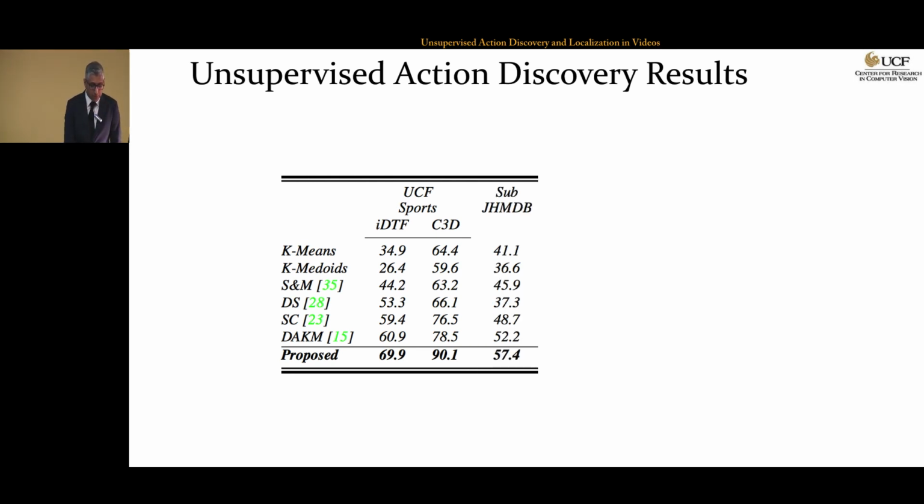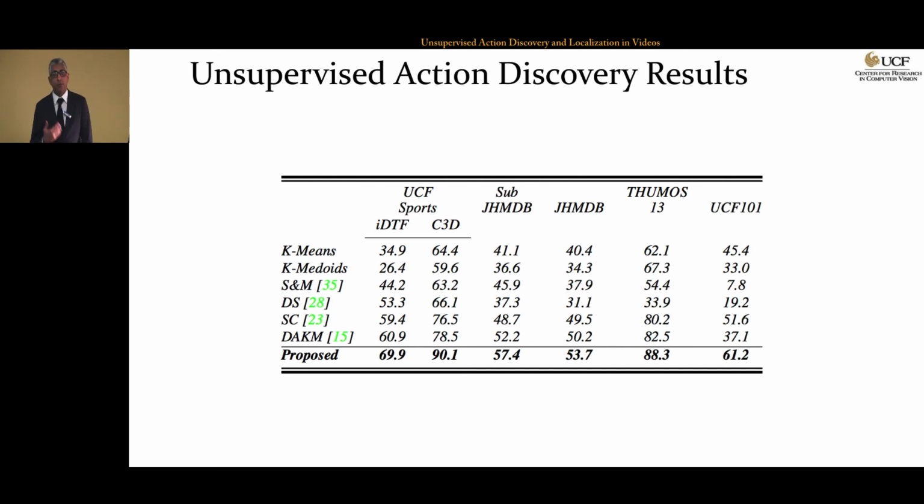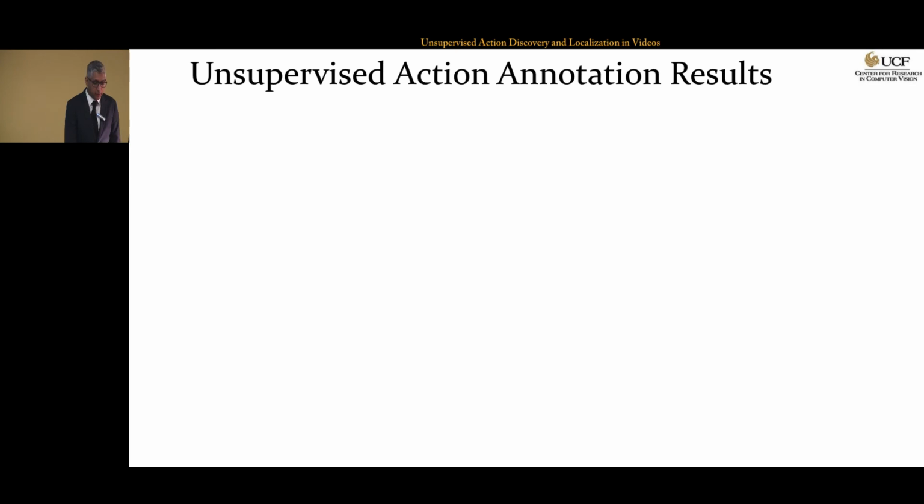Next, we show results on sub-JHMDB, which has 12 actions, JHMDB with 21 actions, 2MOS13 with 24, and then lastly UCF 101. And on each one of them we show that we improve the clustering based on our discriminative clustering approach based on dominant sets. Now, after we have discovered these labels, we want to evaluate how well we have annotated these actions using the Knapsack approach.